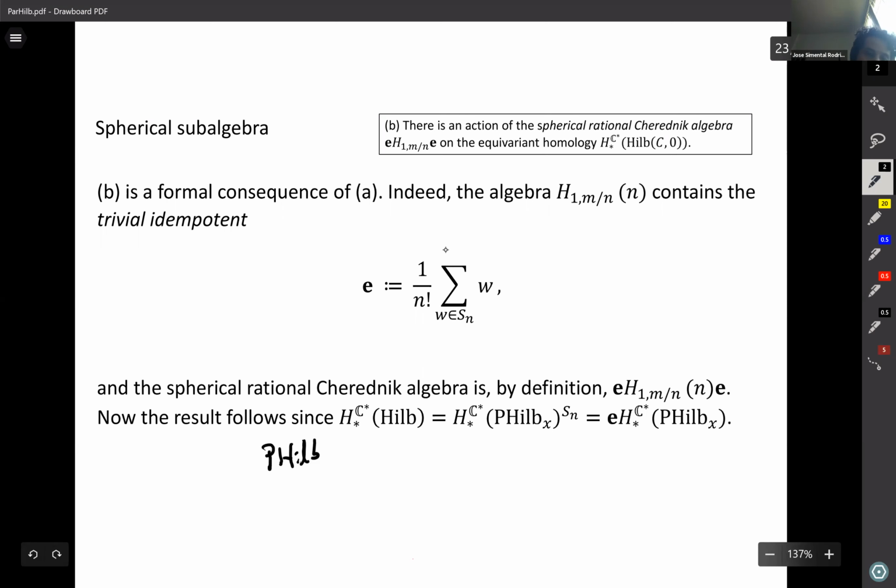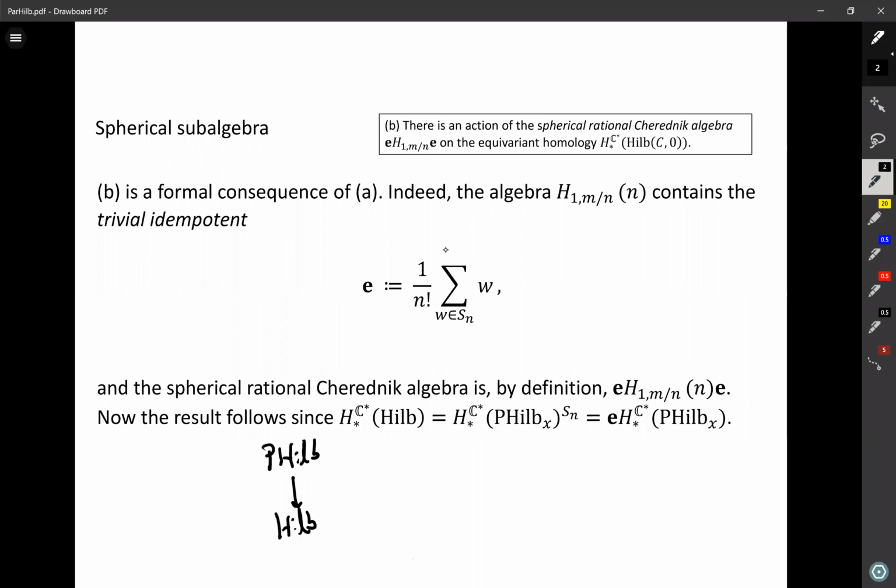We have this map that just picks up the first guy in the chain of ideals. And this map identifies the homology of the Hilbert scheme with invariants in the homology of the parabolic Hilbert scheme. And the spherical theoretic algebra is defined to be precisely the corner algebra for the trivial idempotent in Sn that belongs to the theoretic algebra. So part B is really a formal corollary of part A.